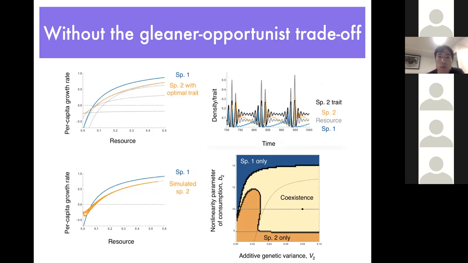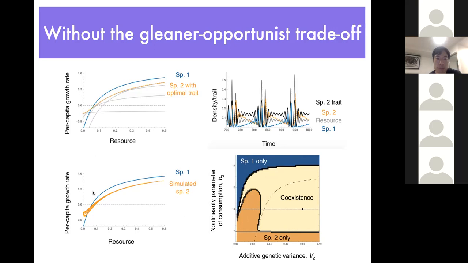We also found that coexistence is possible without the greener-opportunist trade-off. So the top left figure shows the per capita growth rate of species 1 and 2. And you can see that species 1 is a greener because it has a lower resource requirement, a lower R star. But species 1 is also an opportunist because it has a higher growth rate. So it seems very difficult for species 2 to coexist with species 1. But if you look at this carefully, when the resource is very scarce, species 2 has a higher growth rate than species 1.